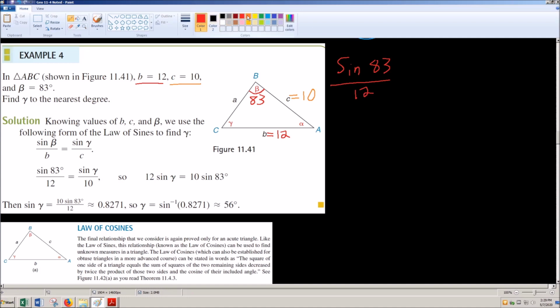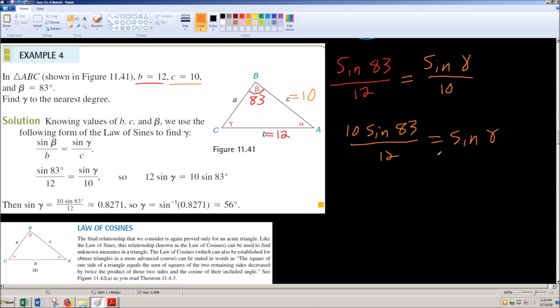And then my goal here is to find gamma. So gamma is going to be right here. And now again, I'm just going to do my sort of algebra part here. All the geometry is done. So now I'm going to say we'll multiply both sides by 10. So I get 10 sine of, every time, I'm telling you, 83 equals sine of gamma there.